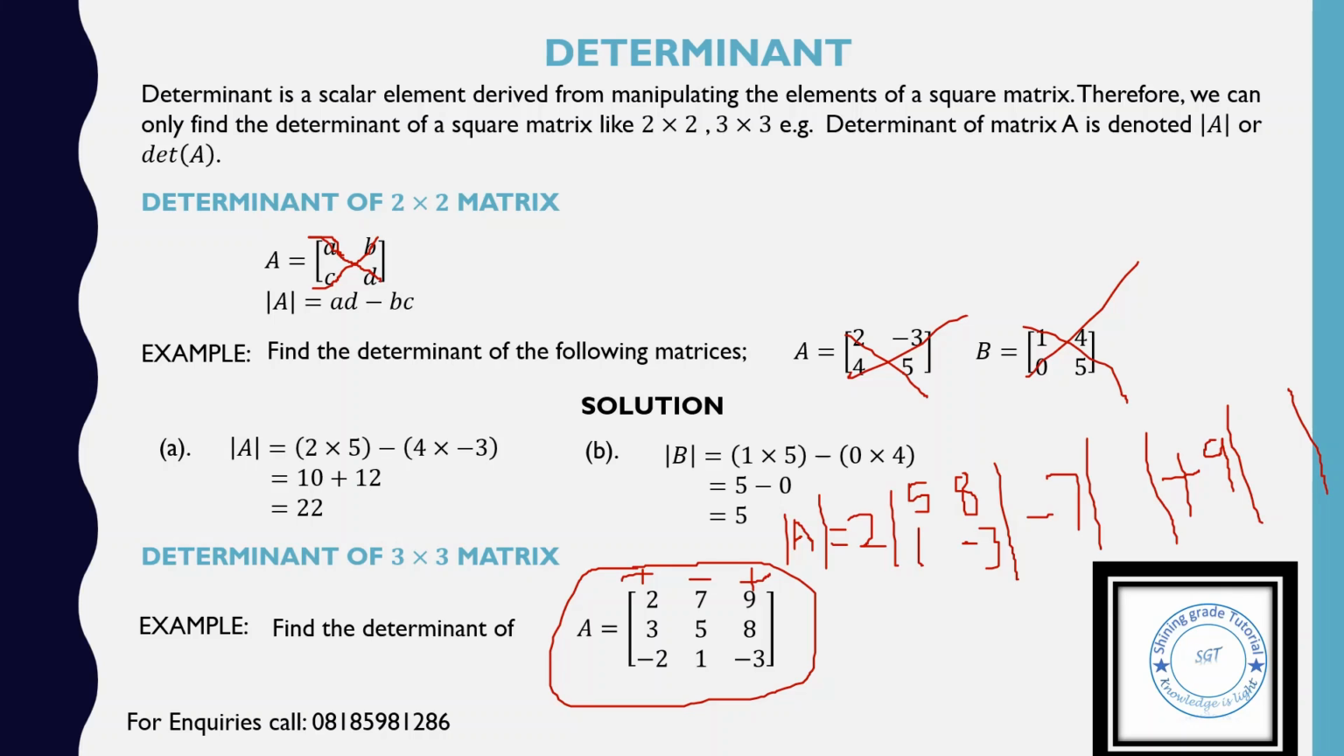Now we need to delete the row and column of element 7 here, as done earlier. So what do we have left? We have 3, 3, and 8 here. So we have minus 2, minus 2, and then we have minus 3, minus 3.